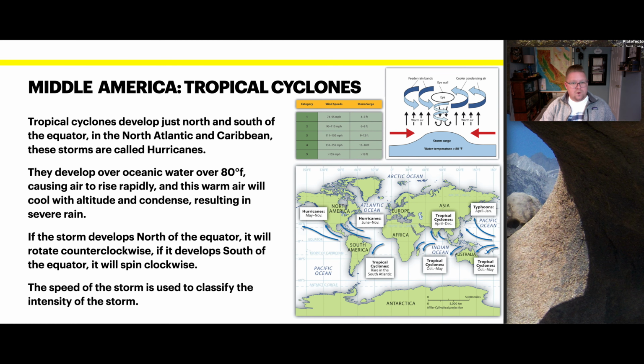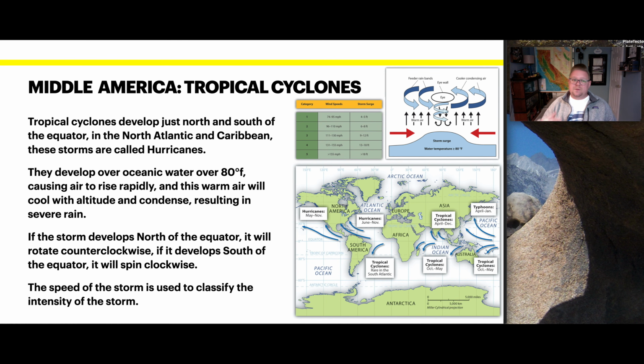Moving forward, we also can talk about what's important about Middle America, which is the devastating nature of tropical cyclones. Tropical cyclones develop just north and south of the equator in the Atlantic and the Caribbean, and these storms are often called hurricanes. They develop over oceanic water that's about 80 degrees Fahrenheit and warmer. In doing so, it causes that air to rise rapidly through the heat, and that warm air will cool with altitude and condense, resulting in extreme weather.